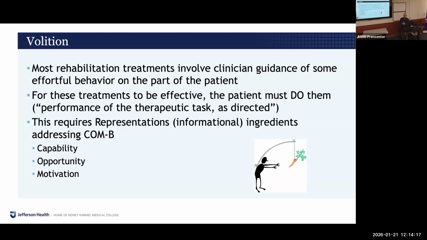In order to figure out what ingredients people need to make sure they do the treatment, we refer to a model of health-related behavior called COM-B, which says that if you want somebody to engage in a given health-related behavior, they need to have the mental and physical capability. They need to understand what they need to do and know how to do it. And if they don't, you better tell them or instruct them.